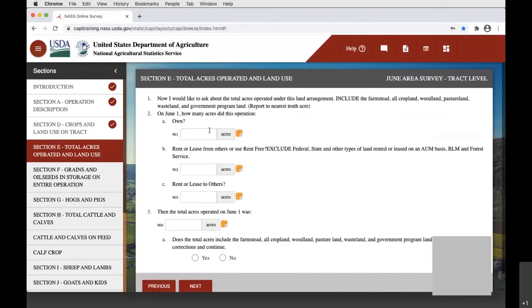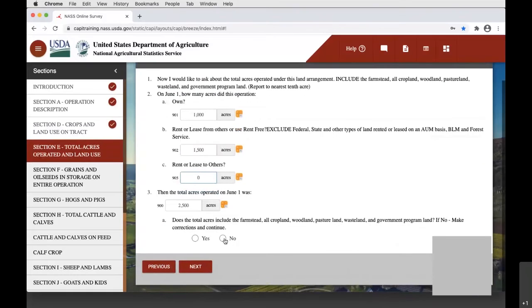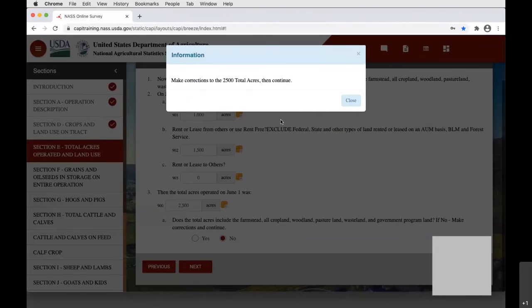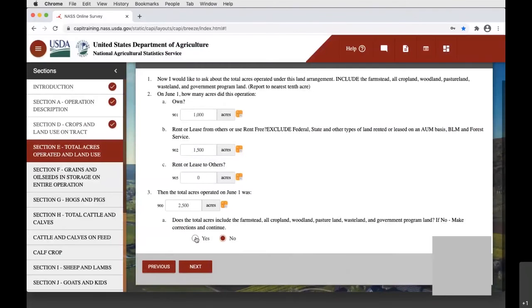Now let's see what we've got here. I'm going to say that the total operation is going to have 1,000 acres owned. It's going to have 1,500 acres rented, nothing rented out. That includes everything. Oops. You don't want to check no here because then it'll give you a warning that we got to fix our total, because they do want to check to see if the total acres do include the farm stand, cropland, woodland, and so on.